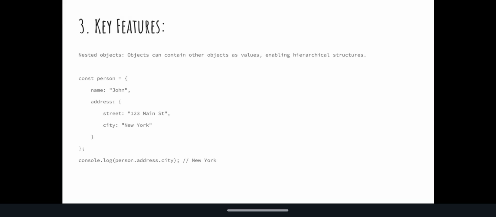And the key features of JavaScript. Nested objects. Objects can contain other objects as values, enabling hierarchical structures. For example, const person equal to name John, address. Here we are using objects in object, and using dot operator to access the nested objects.